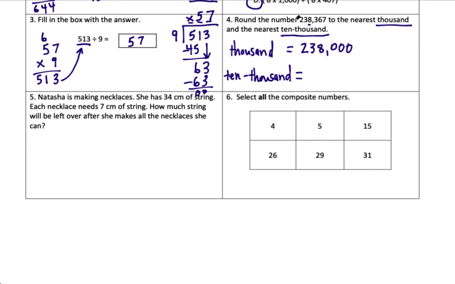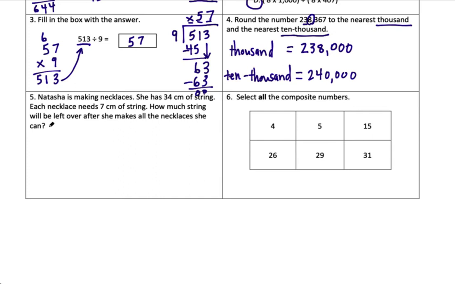All right. And then let's round this to the 10,000s place. I'm going to underline the 3, circle the digit behind it. It's an 8. So the 8 in the thousands place is going to make the 3 in the 10,000s place round up to a 4. So it'll be 240,000. Everything behind it goes to a 0. There we go. So the thousands place, 238,000. 10,000s place, 240,000. Rounded it two different ways.